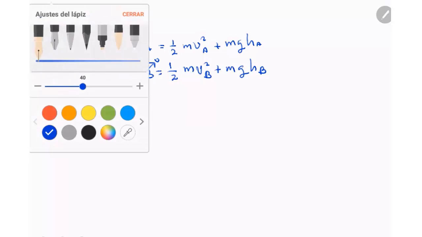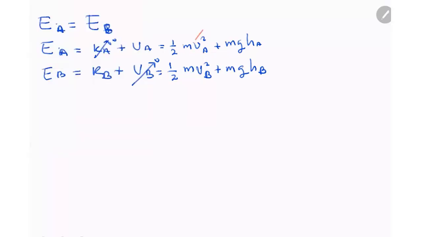So this term is 0 and this term is 0. That way we get energy at point A is equal to the mass gravity H, okay, and energy at point B is equal to 1/2 of the mass velocity squared.